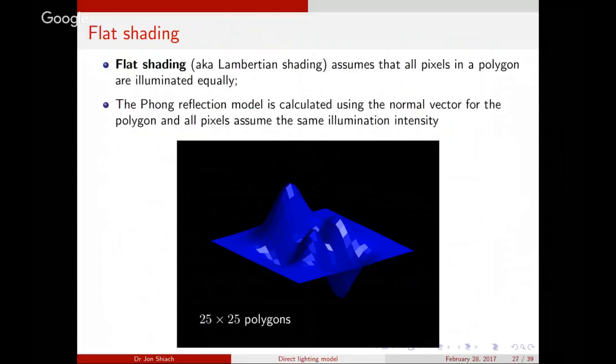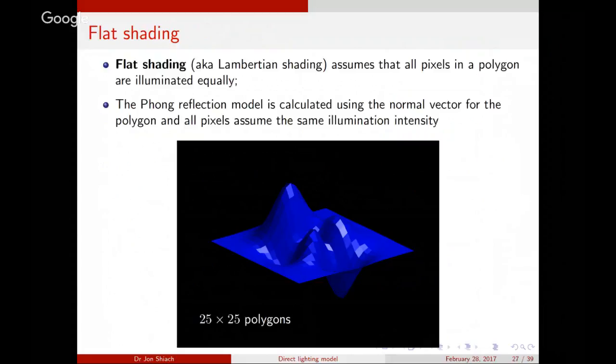You can easily tell where each polygon is, and where the border between each polygon is, and it gives you an unrealistic representation. What we want is a nice, smooth-looking surface, but here we can clearly see, for example, this one here, I can clearly make out the edge of that polygon. So it's a fairly poor representation.